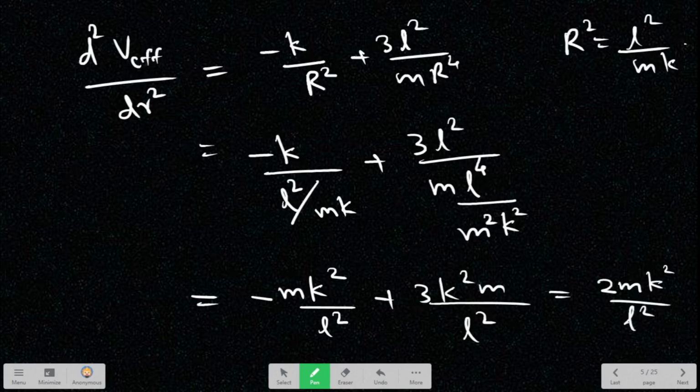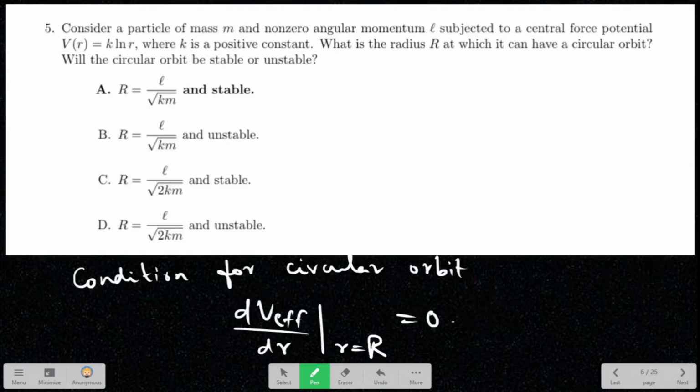So this quantity is positive, which implies the circular orbit is stable. So the correct option here is A. R is equal to L divided by root km and the circular orbit is stable.